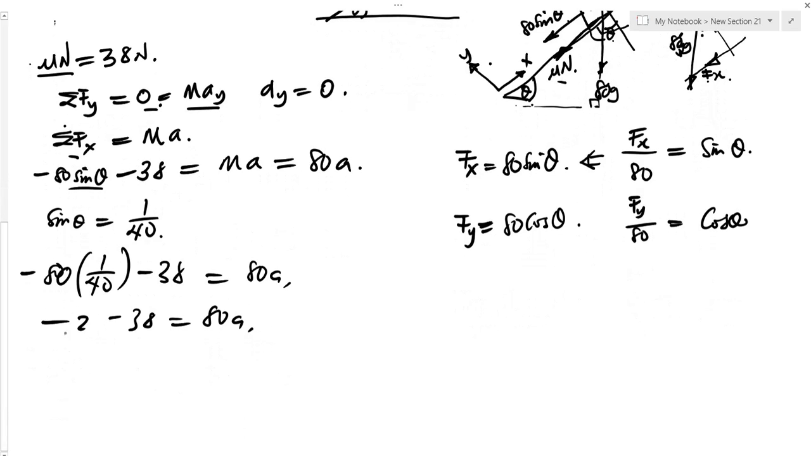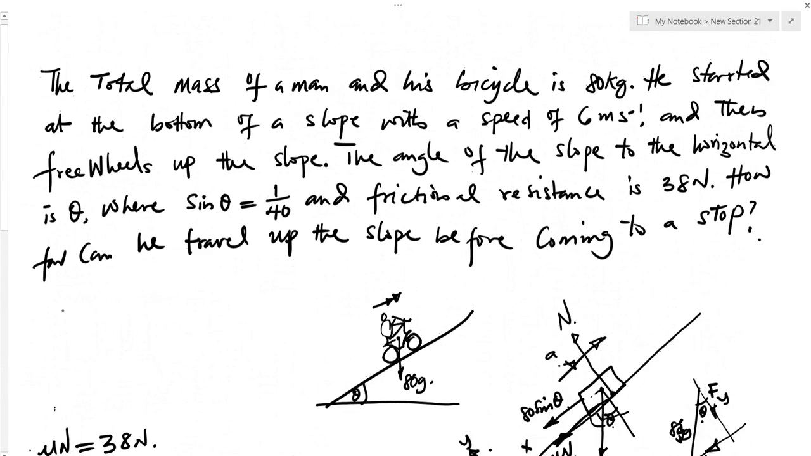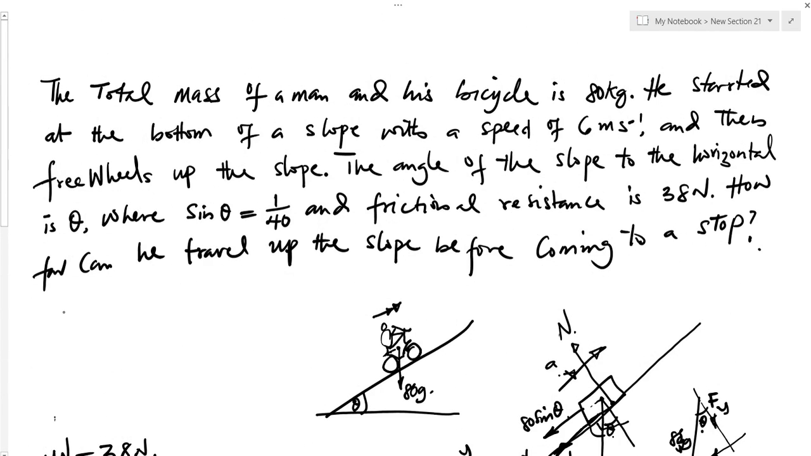We now have 80a equal to minus 40. So a is the same thing as minus 1/2 meter per second square as the acceleration. Now we have gotten the acceleration. Now we are asked to get the distance the man will travel before coming to a stop.